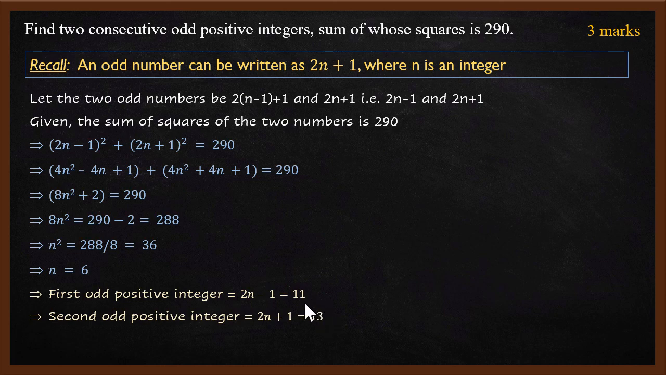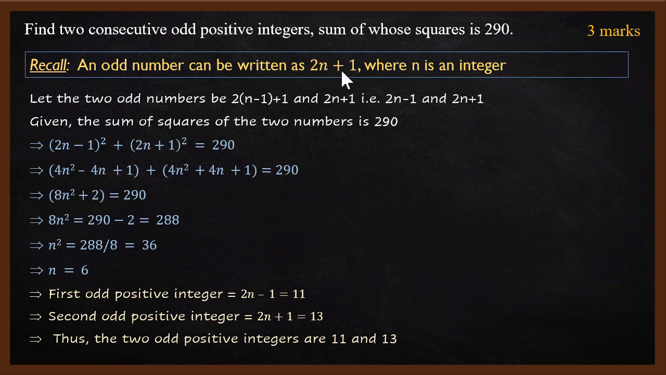So this way we found the two consecutive odd positive integers whose sum of squares is 290. The main point in solving this question is that we represented the number in the form 2n plus 1. Because of that, the 4n term got cancelled and it became quite easy to solve. This can be done another way too, where you represent the first number as, let's say, x and the second number as x plus 2. Then it becomes a quadratic equation and it is a different way of solving. You'll get the same answer. I've shown it in this form.